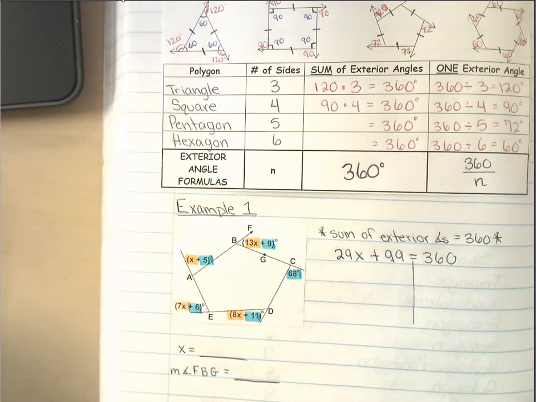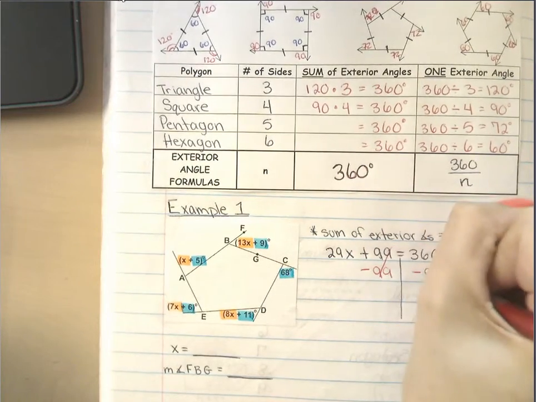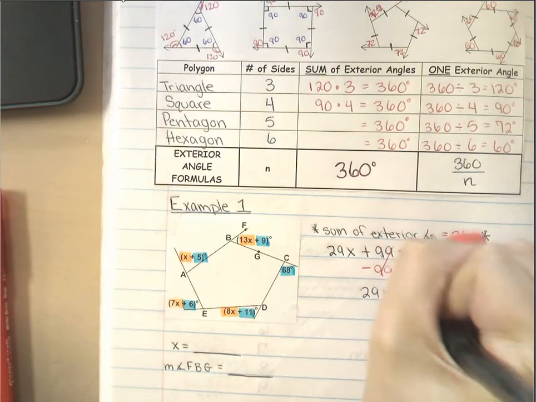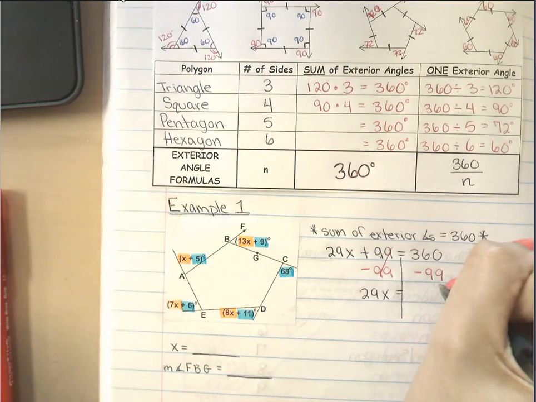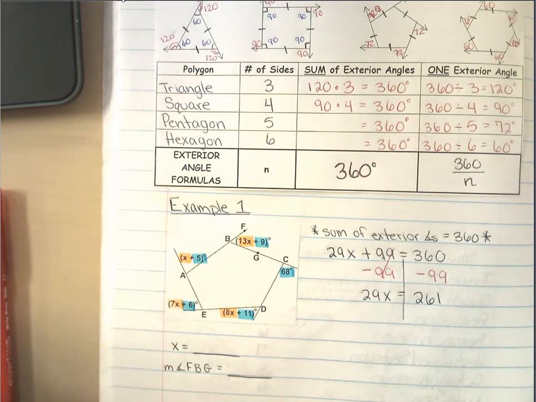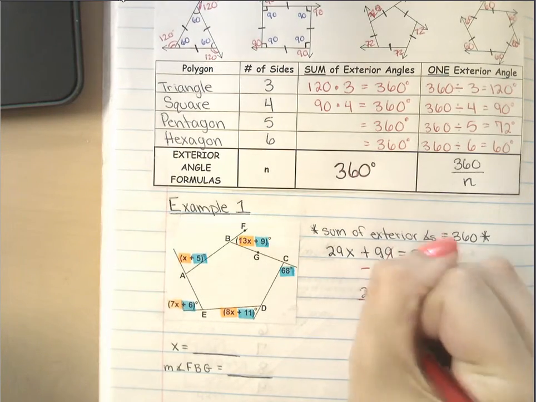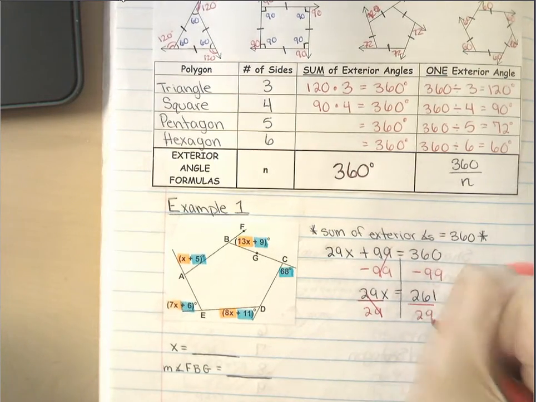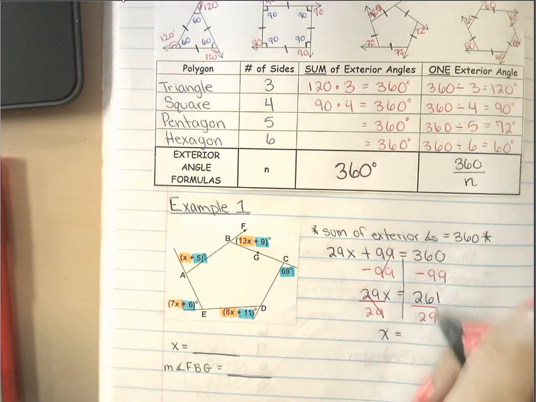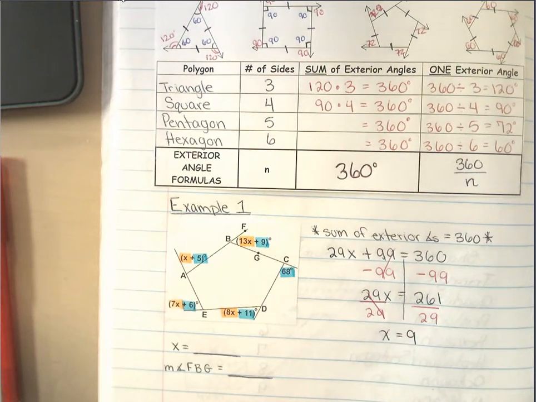To get rid of my constant, minus 99 on both sides, and I have 29x left on the left side. 360 minus 99 is 261 on the right side. Now to get rid of the 29, divide by 29 on both sides. So now I have x equals 261 divided by 29, which is 9. So my x value is 9.